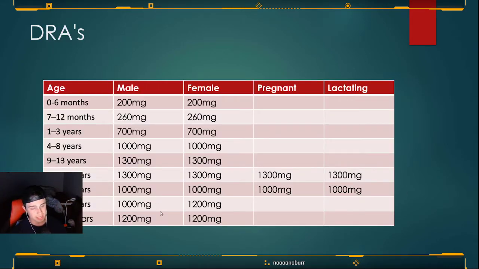This is a table that I got from the website that I cited on my citations page. But this is just the DRIs for calcium in different ages and genders and situations. And they're all pretty consistent with each other between male and female. The only differences are between 51 and 70 years old. Females are recommended to have 200 more milligrams. But other than that, it's pretty consistent across all ages and genders.